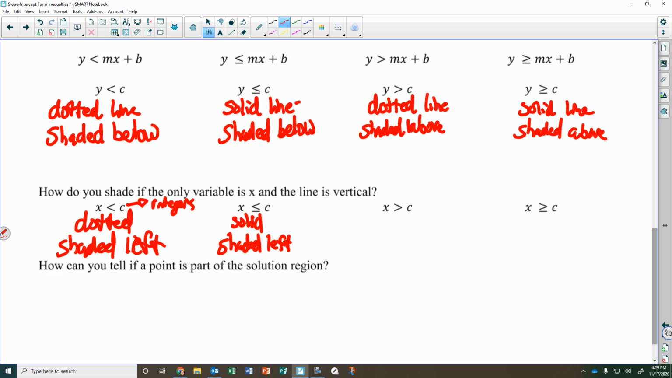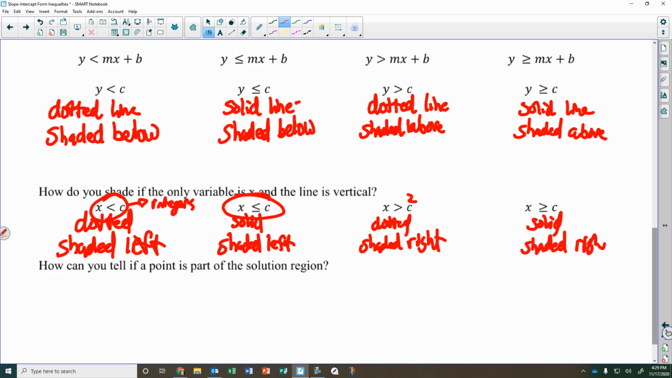But again, over here, all the points on that line aren't included, whereas over here, all the points on the line are included. And then over here, this will be a dotted line, but now you're talking about greater than. So if we made this a 2, that means any point greater than 2 is shaded to the right. And this would be a solid line shaded to the right. And in the third one here, this would not include the line. This would include the dots on the line.